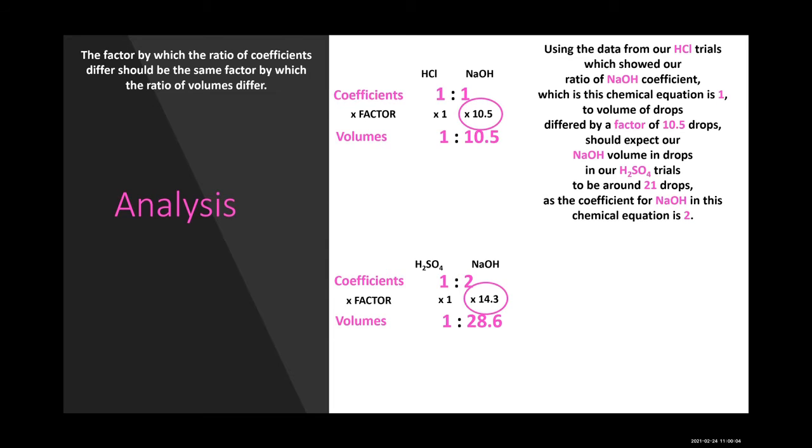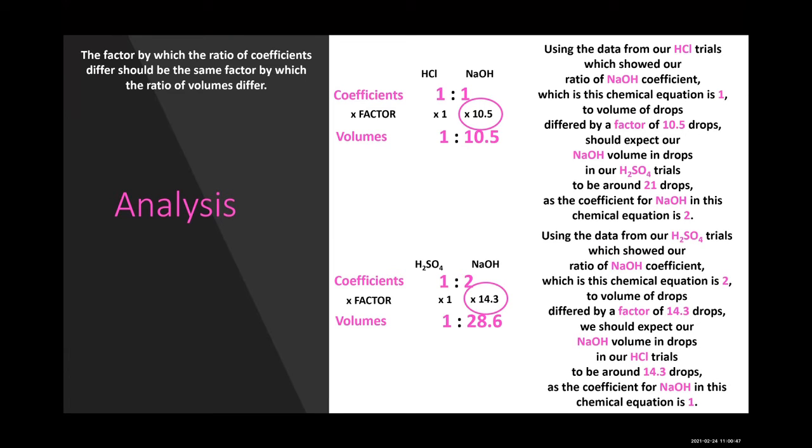Using the data from our hydrochloric acid trials, which showed our ratio of sodium hydroxide coefficient, which in this chemical equation is 1, to the volume of drops differed by a factor of 10.5 drops, we should expect our sodium hydroxide volume in drops in our sulfuric acid trials to differ by around 21 drops, as the coefficient for sodium hydroxide in this chemical equation is 2. So what we're saying is that if our factor by which the ratio differs is actually 10.5, and we apply that data from our first trials with hydrochloric acid to our second trials with sulfuric acid, we should expect that number to be 21, not 28.6.